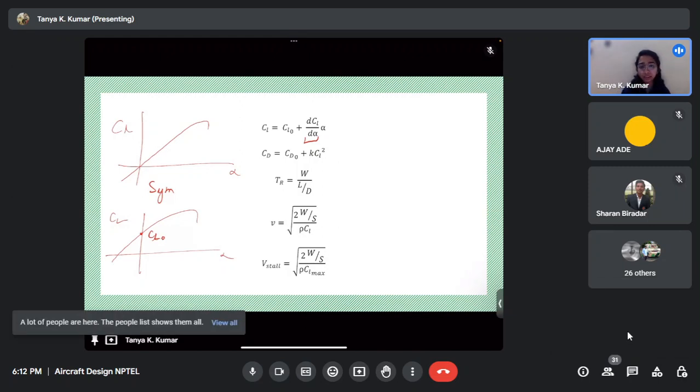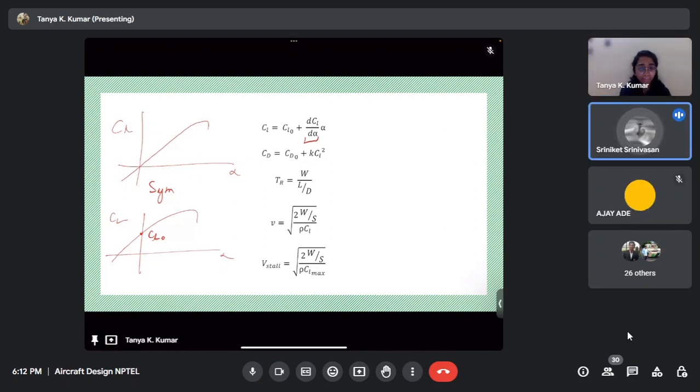The next equation is the drag polar. CD is CD naught plus K CL squared. So what is CD naught and what is K CL squared? Do they have some names? Do you recall that? When you say zero lift drag, it's called parasitic drag, the drag that's always present. So it's parasitic and this is induced.